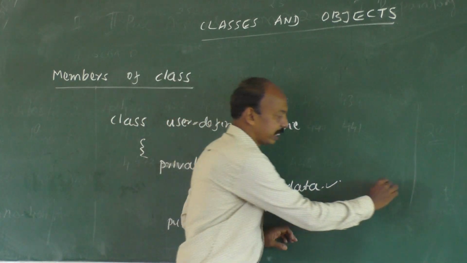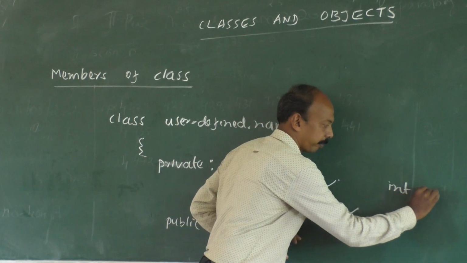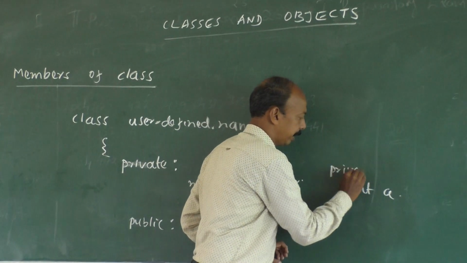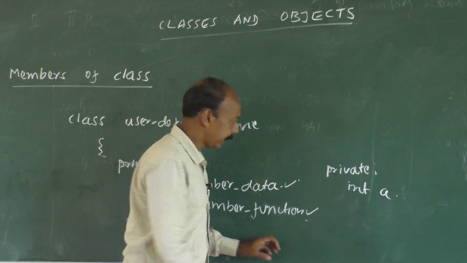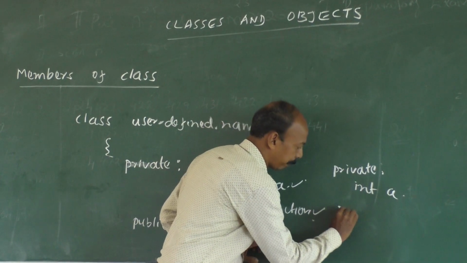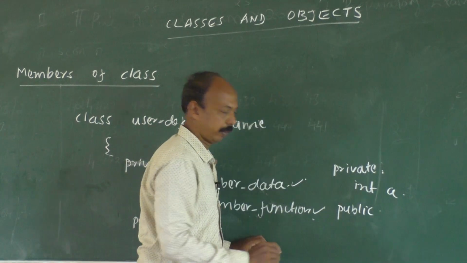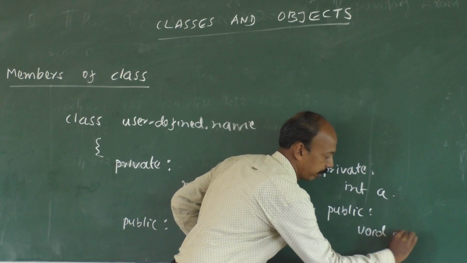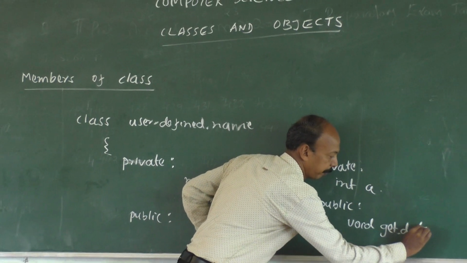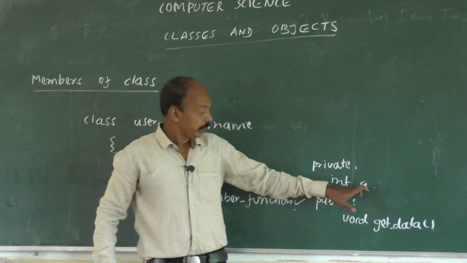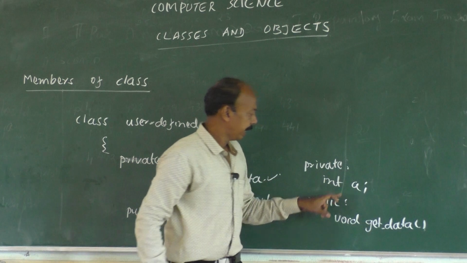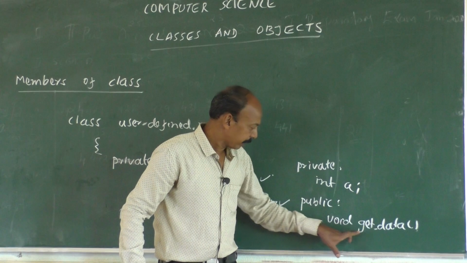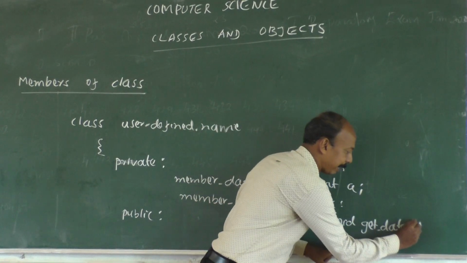So if you write something like int a, it is a variable under private, it may be private. Then while writing the function, we write public void get data. Now the question is how we can differentiate a data and a function. Whenever we are coming across a function, we have these brackets.